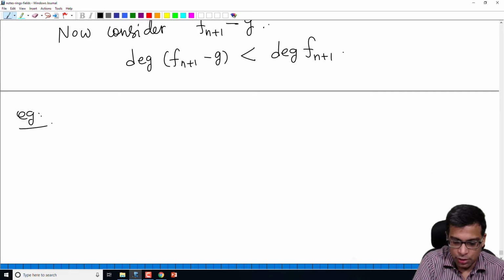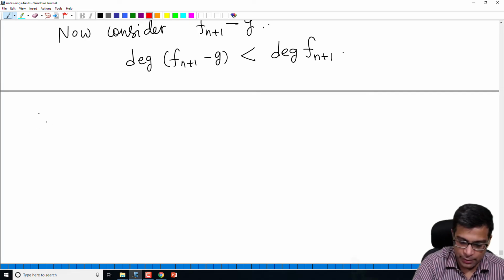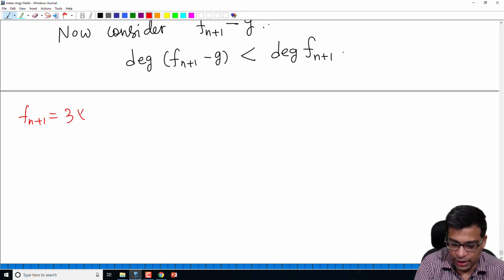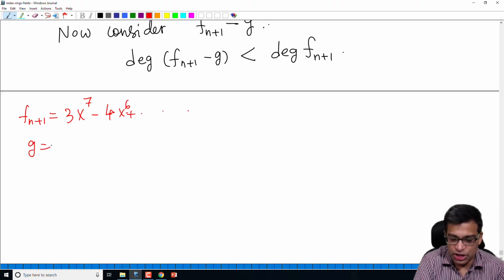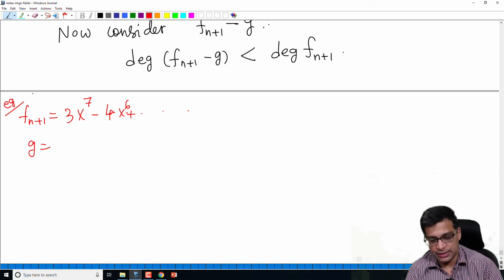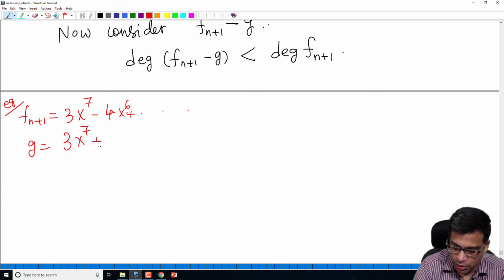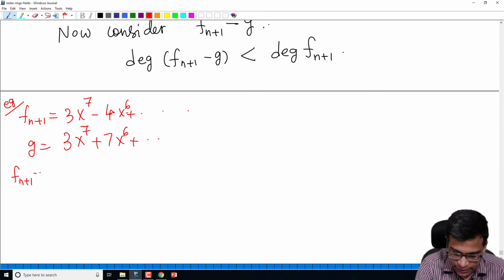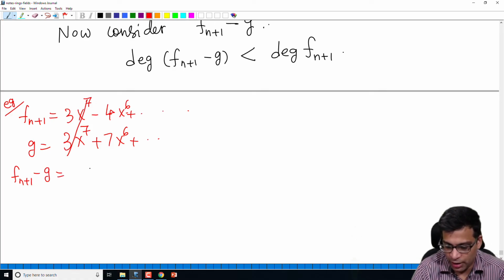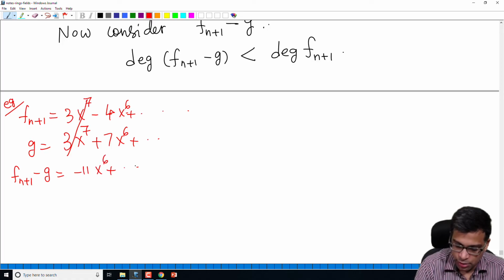As an example, let's look at an example. You have f(n+1) could be 3x power 7 minus 4x power 6 and so on, I don't care what it is. What we know is that G also has the same degree and has the same leading coefficient, but other terms may very well be different. What I am now doing is f(n+1) minus G. So when I do that, this goes away, and what I have is actually minus 11x power 6 and so on.